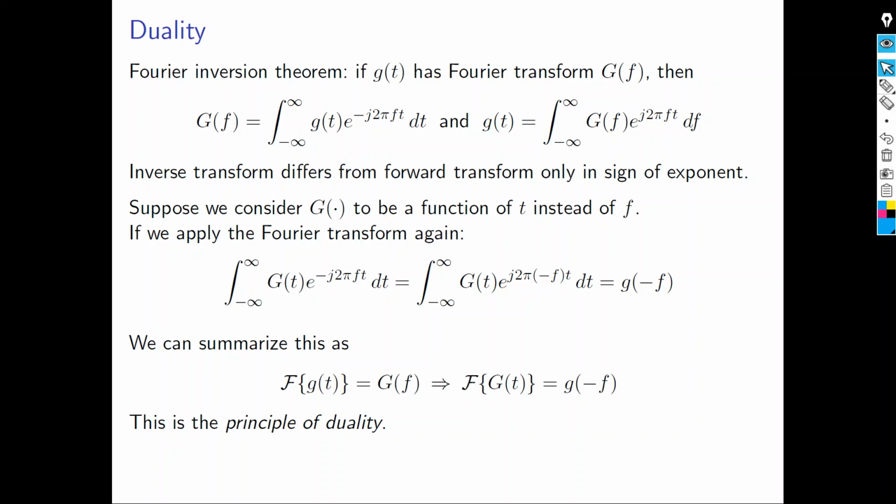Math remains applicable. We can summarize this as the Fourier transform of g(t). If you have a signal in the time domain, what's the Fourier transform? G(f). If you have G(t) capital and you find the Fourier transform, what's in the other domain? g(-f). That's the difference. We call this principle the duality principle. So exchanging the variables adds a sign to the function in the other domain.